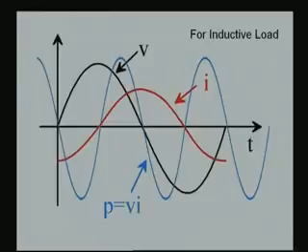Here you see, towards the origin, that is at angle 0, the voltage is 0 trying to go positive, and already the current is negative because it is a lagging circuit. At that point the power is 0 and the power starts going negative because voltage is positive, current is negative, and therefore the product has to be negative.